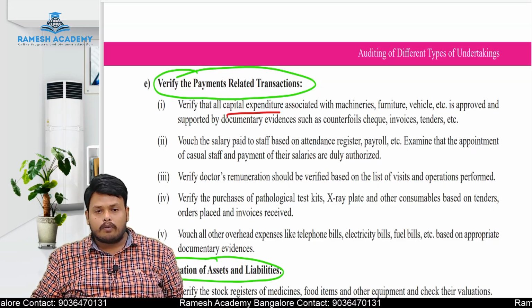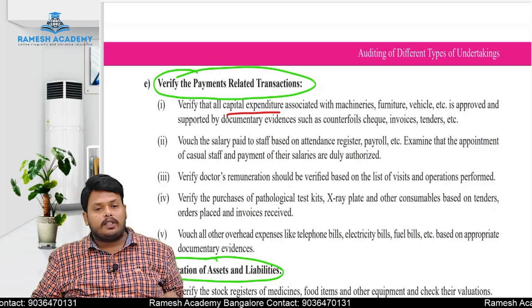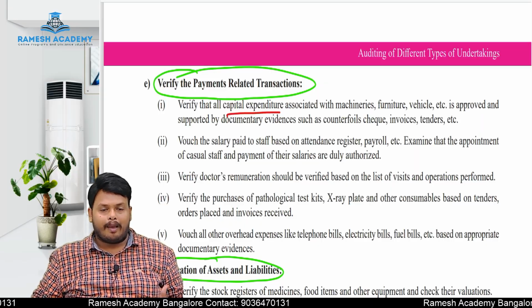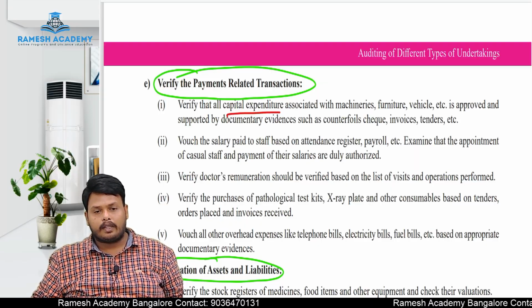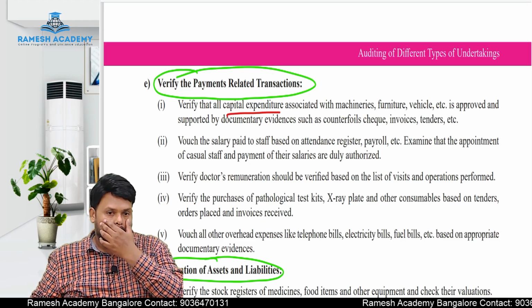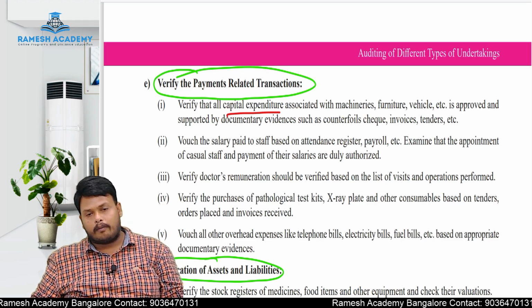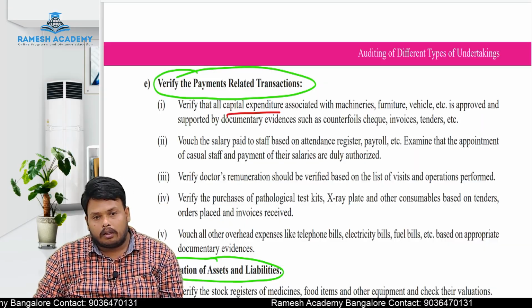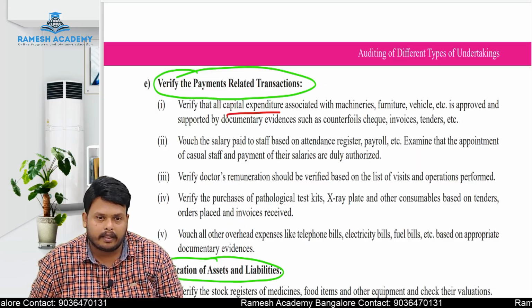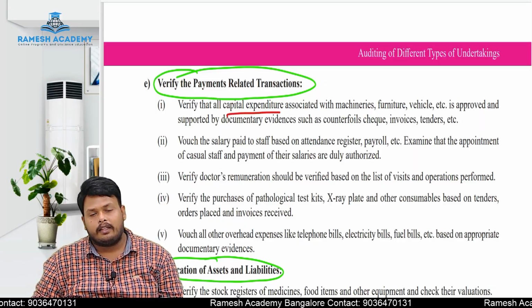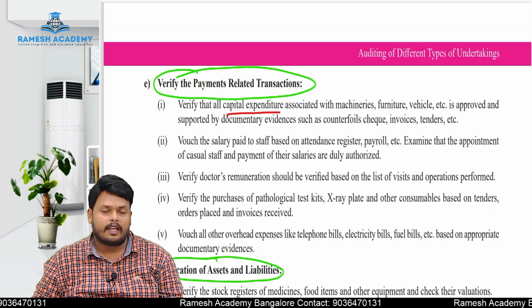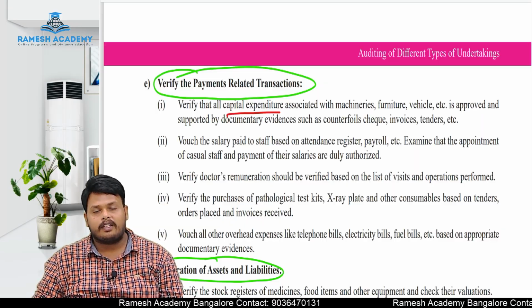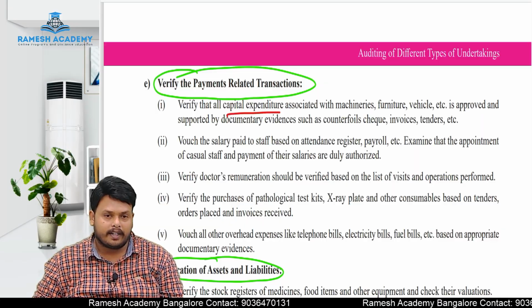Now the auditor has to verify the capital expenditure whatever the hospital has spent, and the assets the hospital has acquired, like an ambulance. They require it to transport patients from one place to another, from one hospital to another. Otherwise they require oxygen cylinders for supplying oxygen to the patients, X-ray machines for taking X-rays, scanning machines for scanning, and MRI for total body scanning. Like this, the hospital requires different machineries.